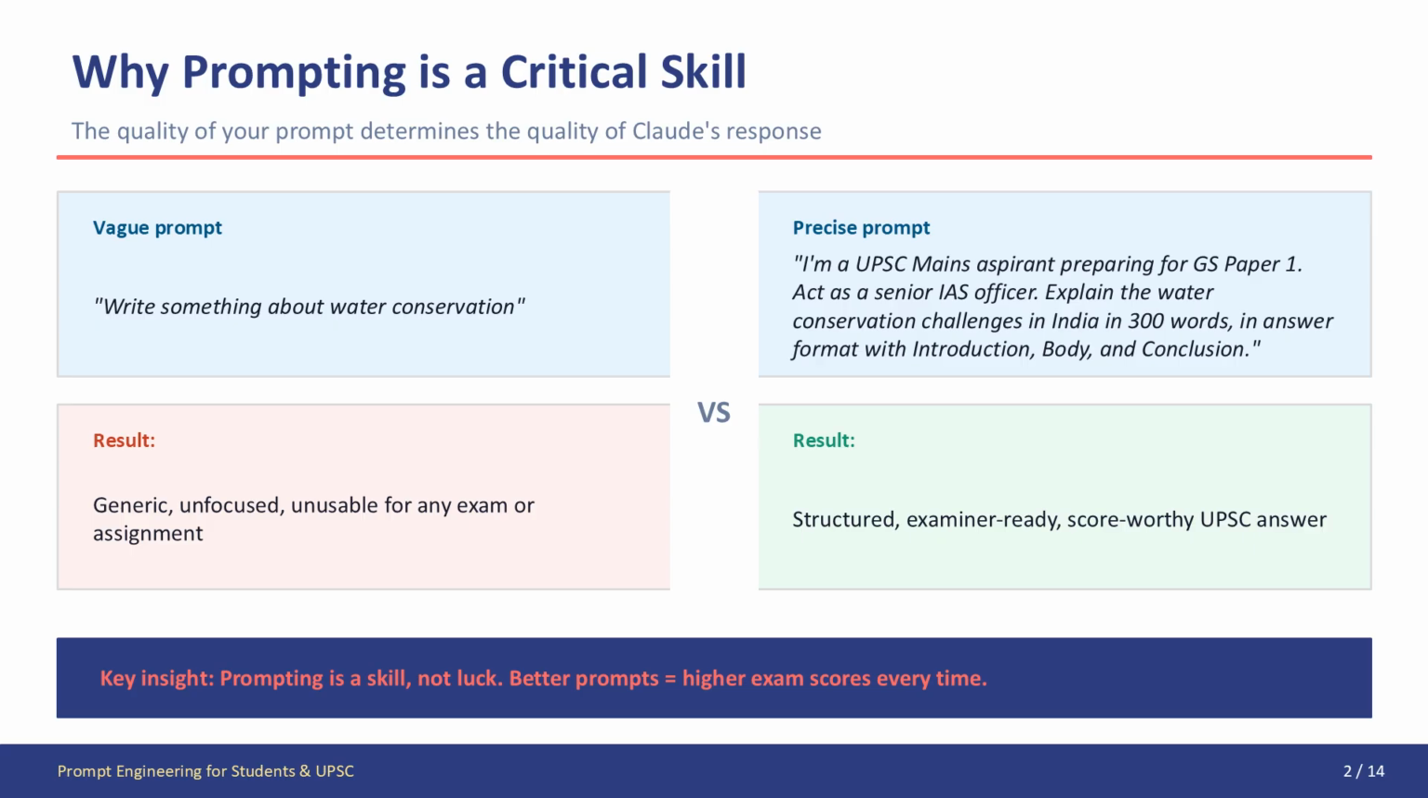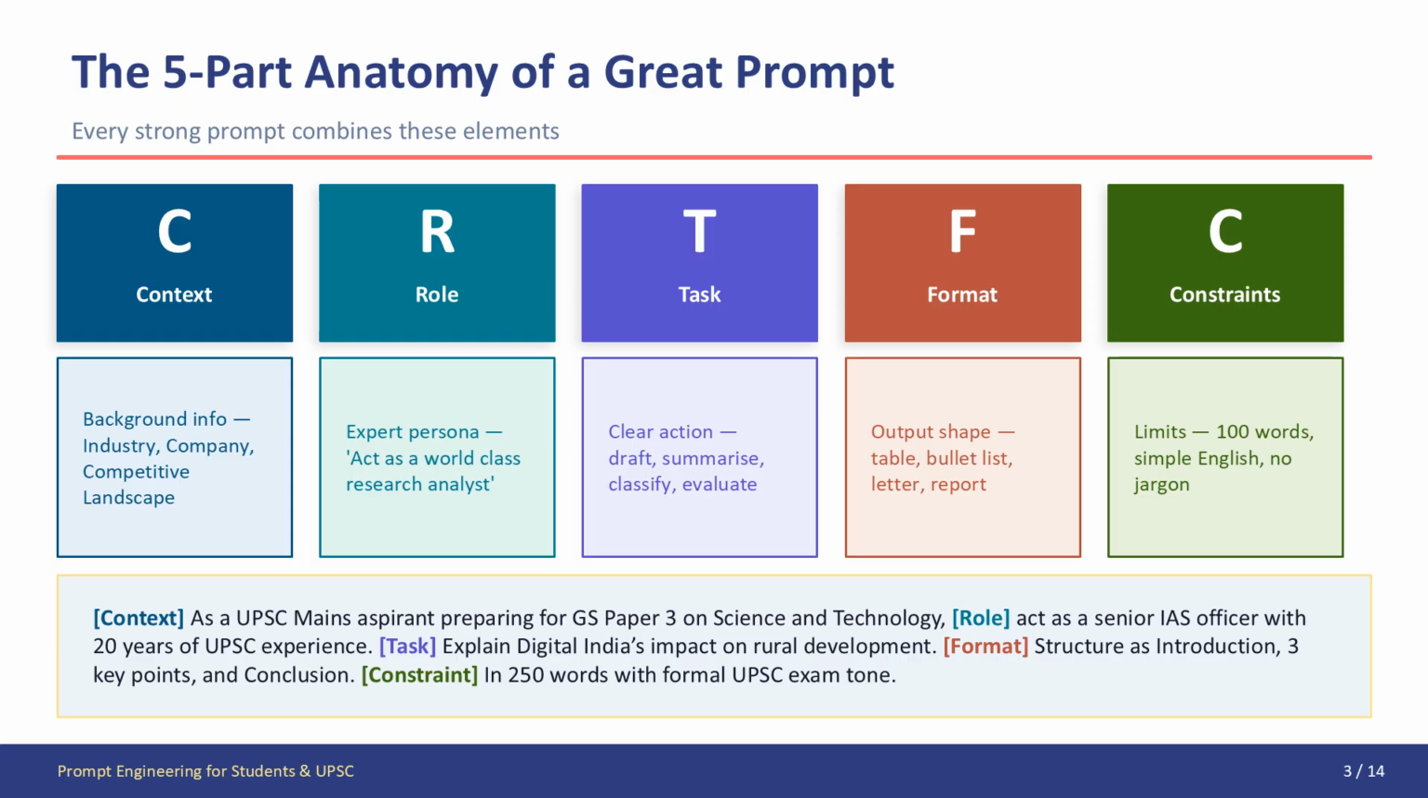Explain water conservation challenges in India in 300 words. In answer format with introduction, body, and conclusion. The result? Structured, examiner ready, score worthy. Better prompts equal higher exam scores. Every single time. Every strong prompt combines 5 elements: context, role, task, format, and constraints.